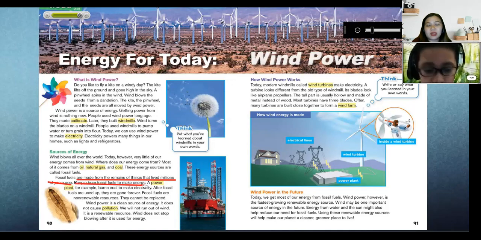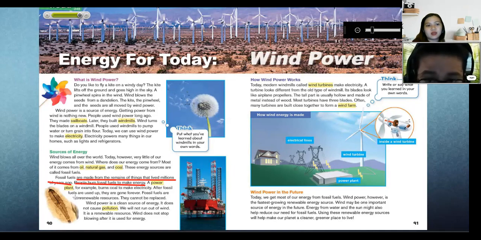So take note, they burn something, meaning it causes pollution because they are burning. That's not good for the environment. Yes, that's right. And look, this plant burns coal to make electricity.